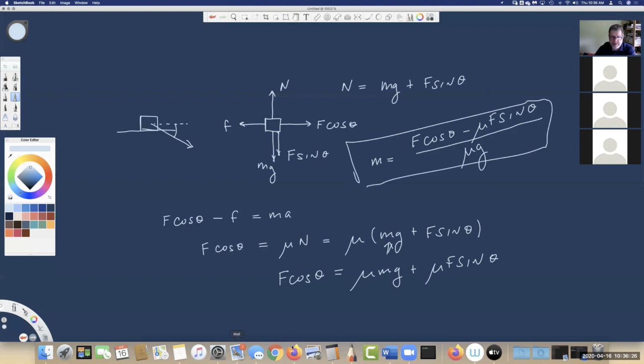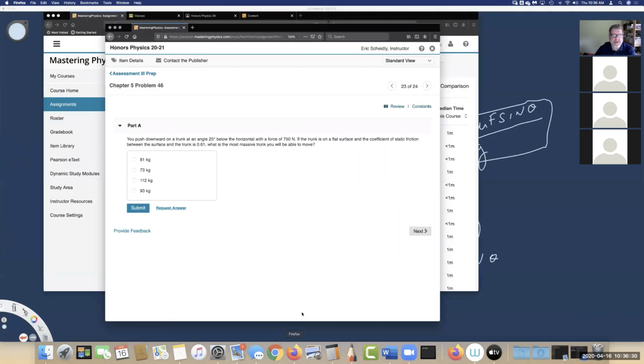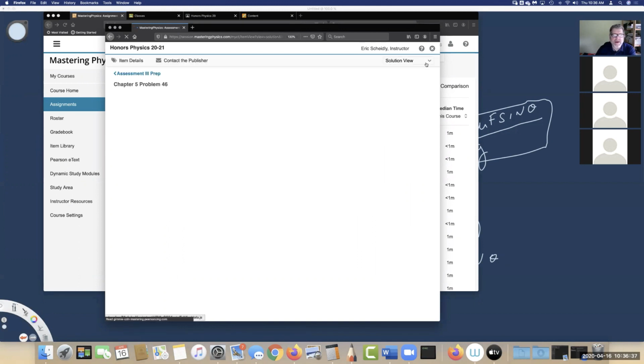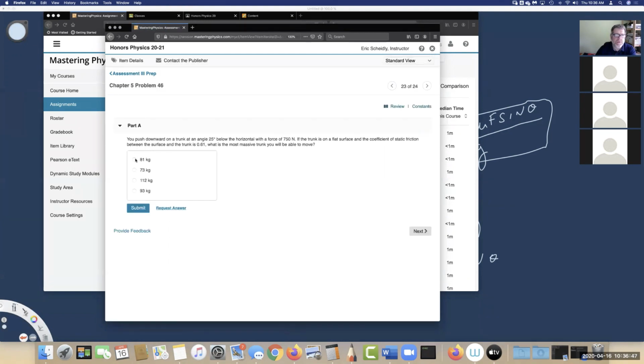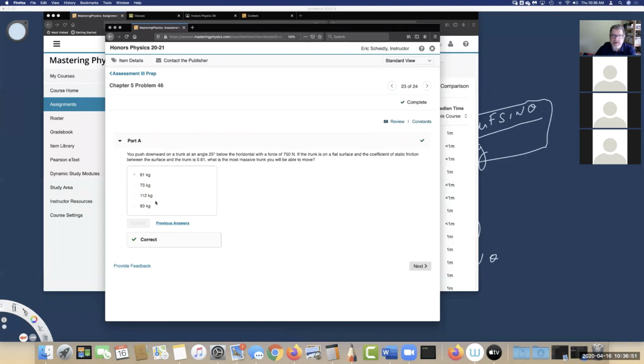Heavens. And now I've got to switch back to my window, and I don't have the numbers to calculate. So we're going to see how that works out in solution view. Are the numbers randomized for you guys on this? Like, do you have different numbers? I think it's the same. So your parting gift for joining the meeting today is that it is 81 kilograms.